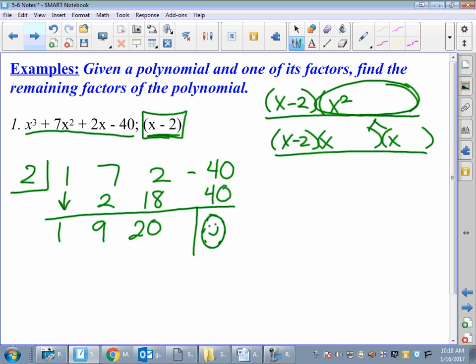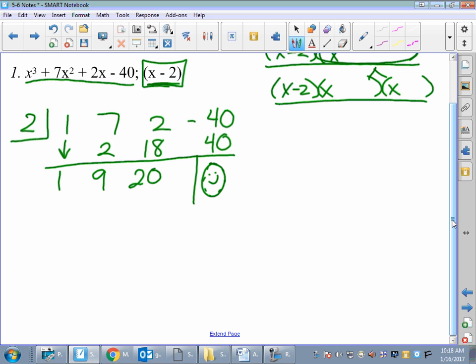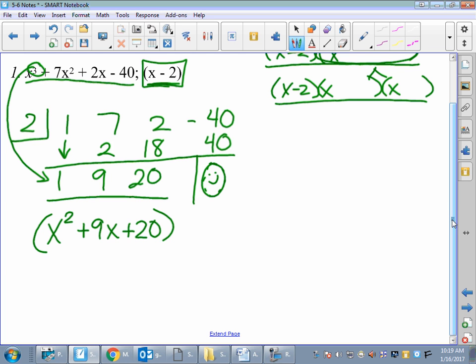I always make it a smiley face. That means I did it correctly. My depressed polynomial is what I'm interested in here. This was x cubed, so that means this one represents how many x squareds we have, plus 9x plus 20. So right now, that is the remaining factor.